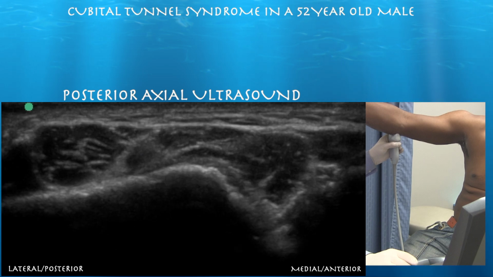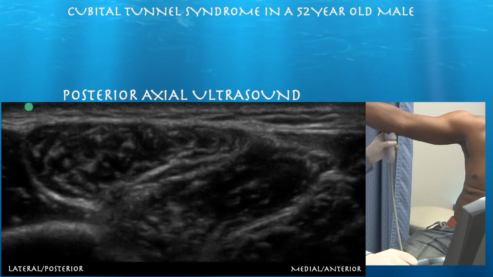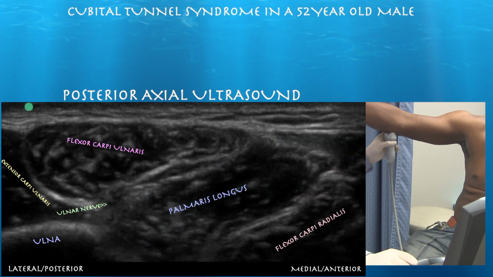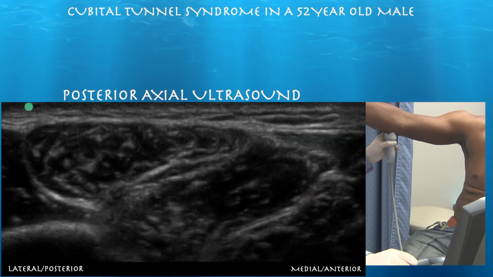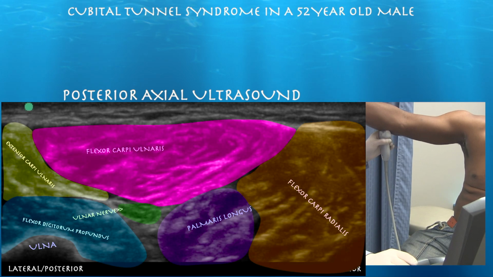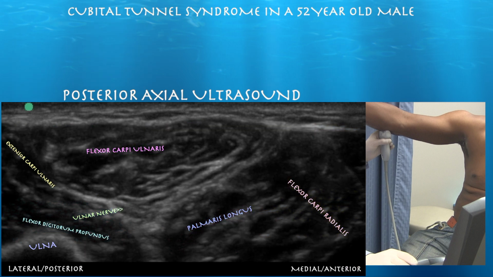You can see the two heads of the flexor carpi ulnaris muscle. And as you go distally, the ulnar nerve actually becomes hyperechoic relative to the surrounding musculature, and here you can see it underneath the flexor carpi ulnaris muscle. We're going further distal, and again the nerve is becoming more hyperechoic as it's surrounded by the hypoechoic musculature.